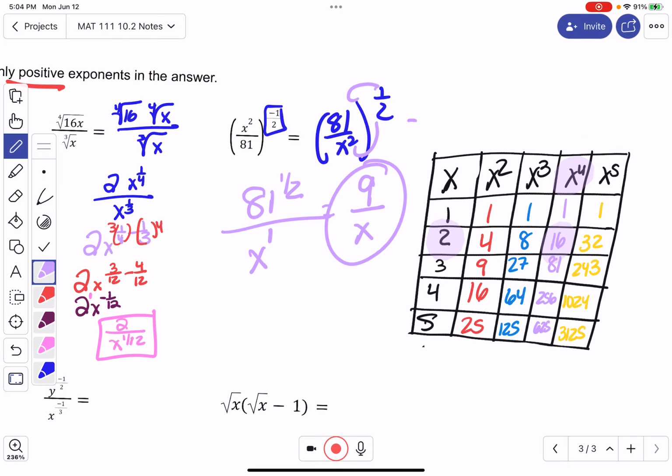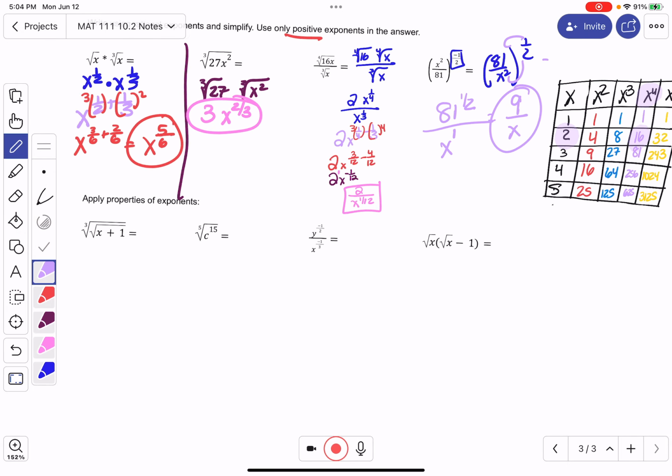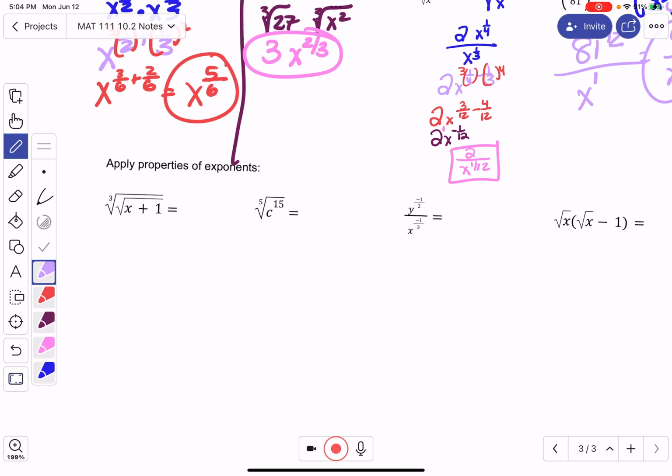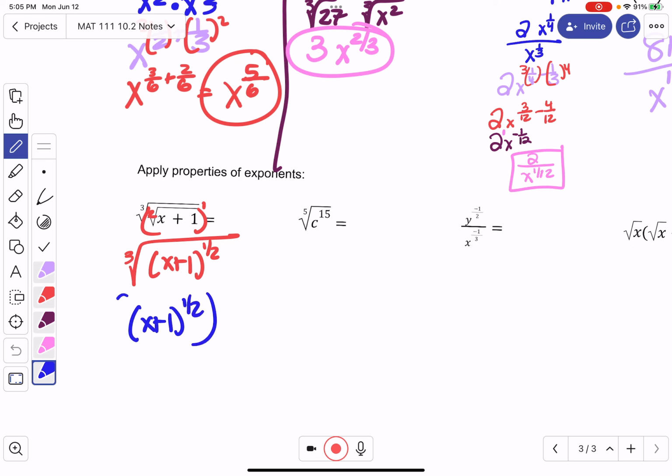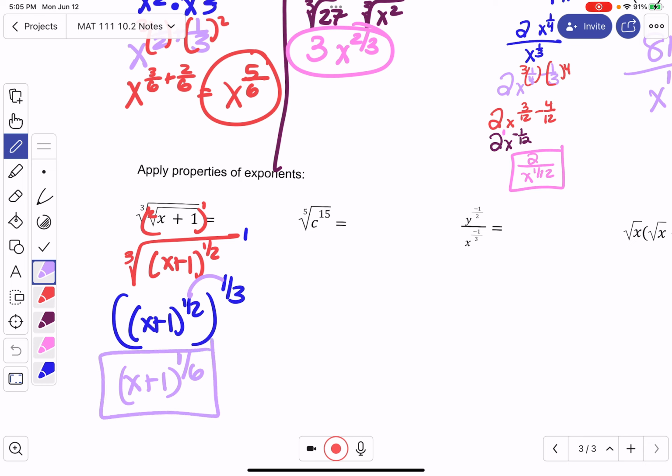So those are some ways to go back and forth and simplify. Let's keep going with this. Okay, this first one right here is a square root. So it's like saying x plus 1 to the 1/2. And then we leave it in the cubed root. Now we're going to take that cubed root and rewrite it as 1/3. And when you have power to power, you can multiply. So 1 times 1 is 1. 2 times 3 is 6. And that's as far as I can go.